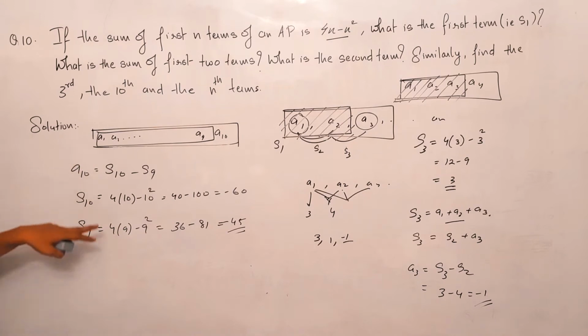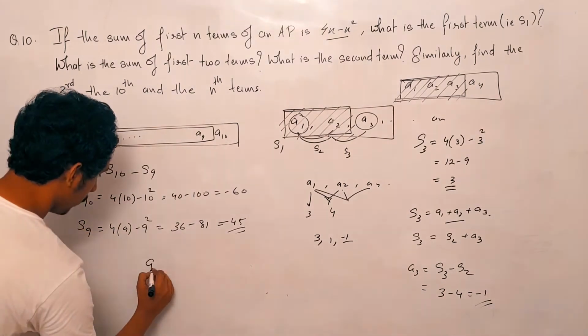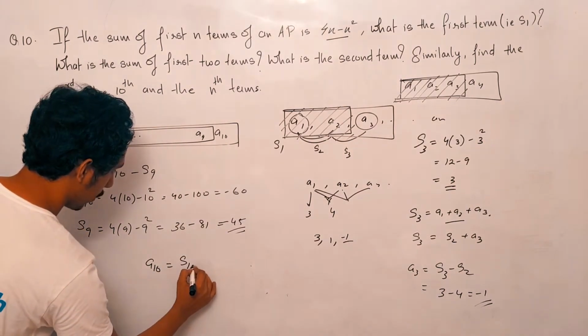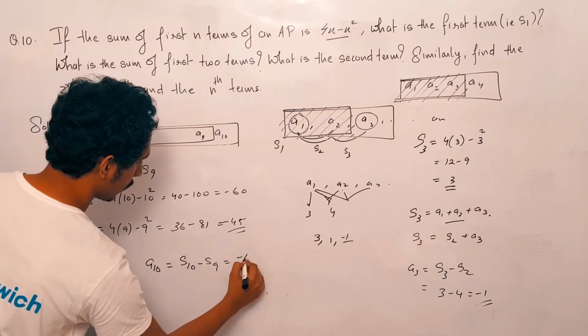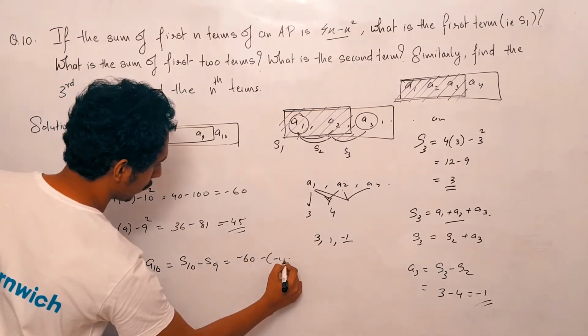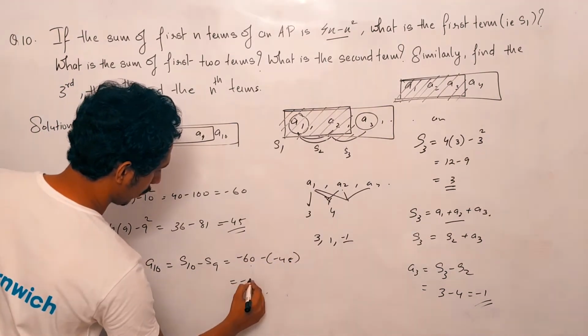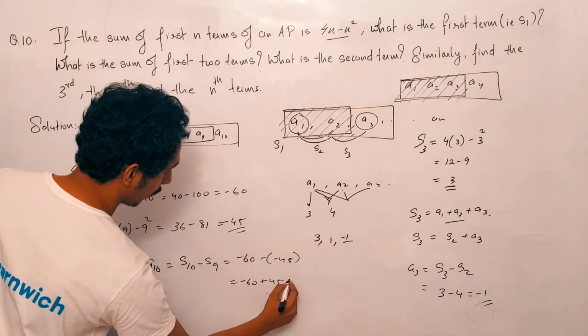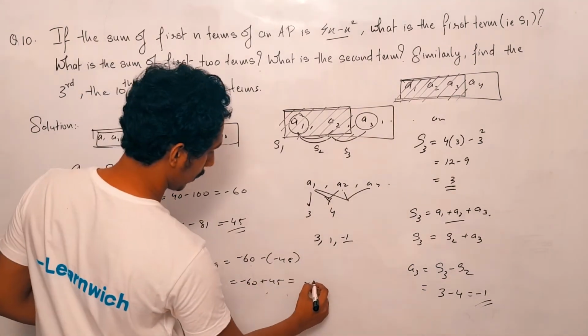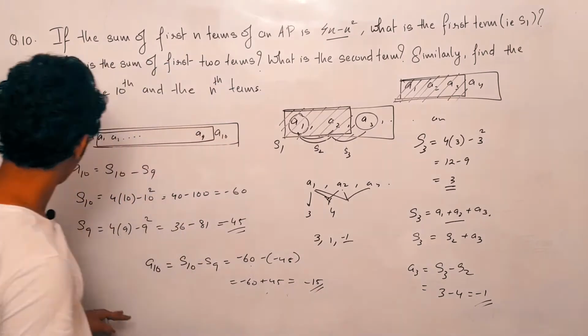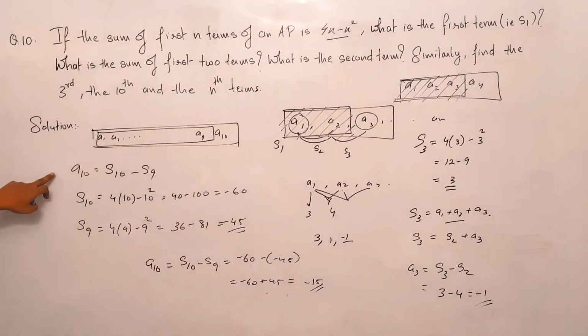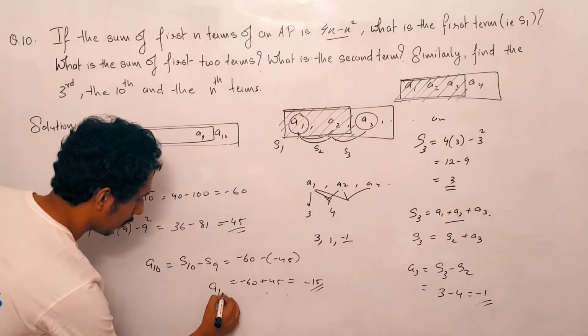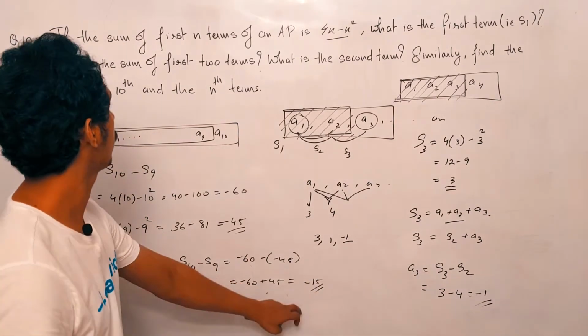So you have to find out A10. A10 is equal to S10 minus S9, that is minus 60 minus minus 45. So that will be minus 60 plus 45. The answer is minus 15. That is your A10. A10 is minus 15.